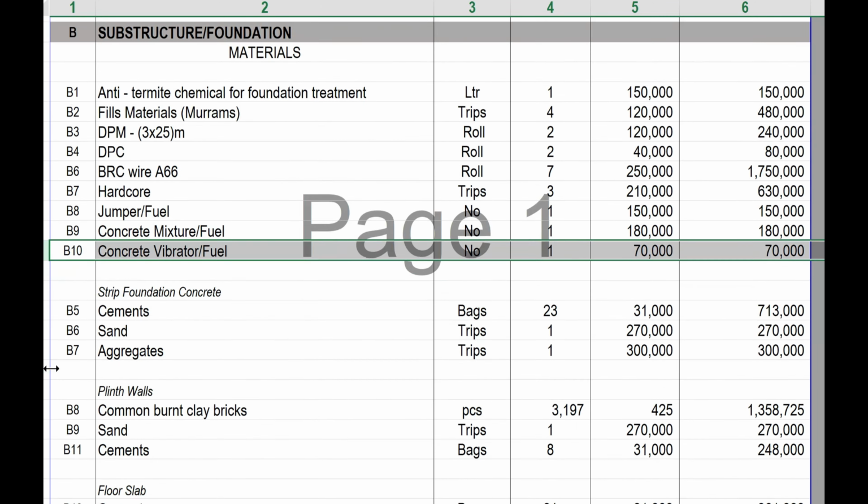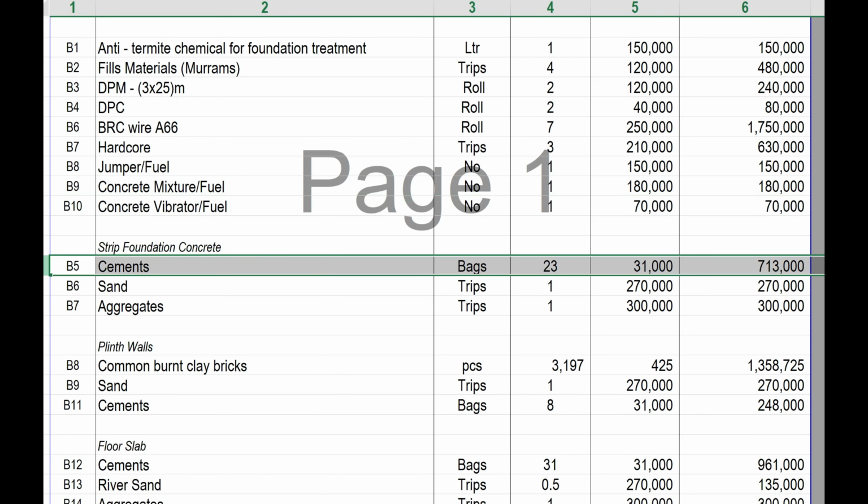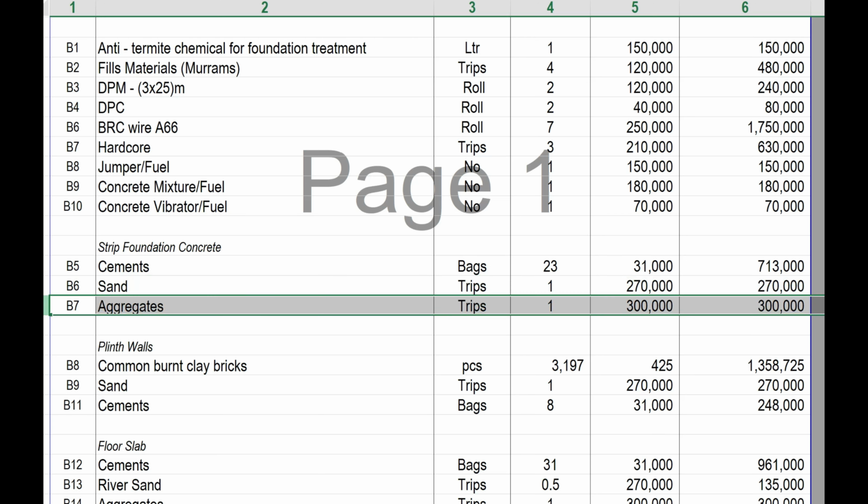After that, we go for strip foundation. I think 23 bags of cement can be enough for us. And one trip of sand can be enough. And one trip of aggregates can be enough. You can see their respective prices.